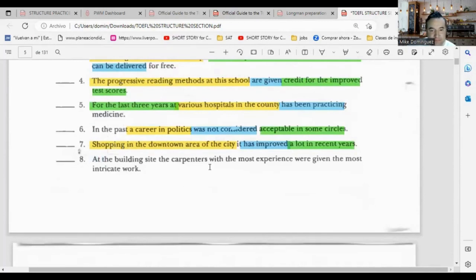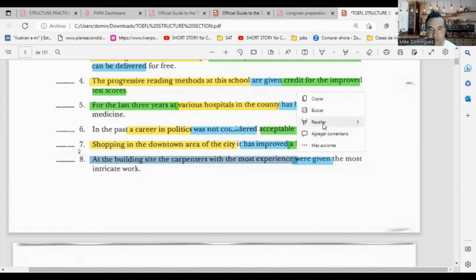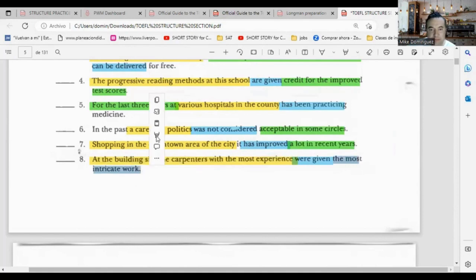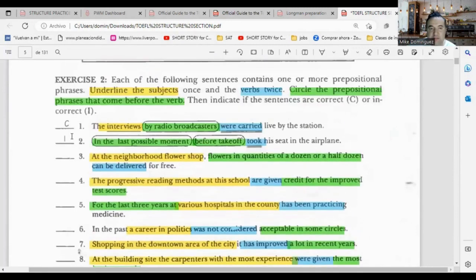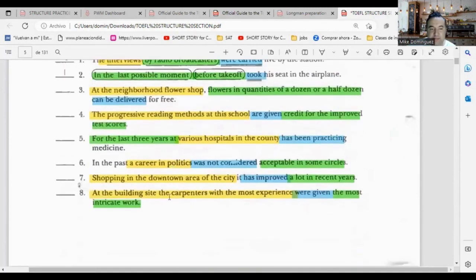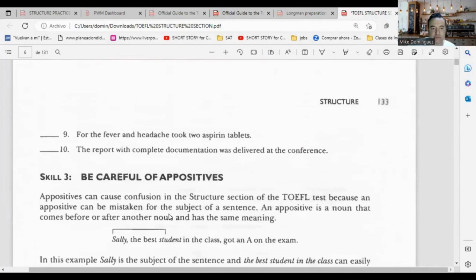We're given, the verb. The carpenters with the most experience is the subject. The most intricate work is in green. The one in green is a prepositional phrase, right? It comes after the verb. So what about number 8? Is it correct or incorrect? Correct. Yeah, that's correct. Okay, 2 more and we finish.